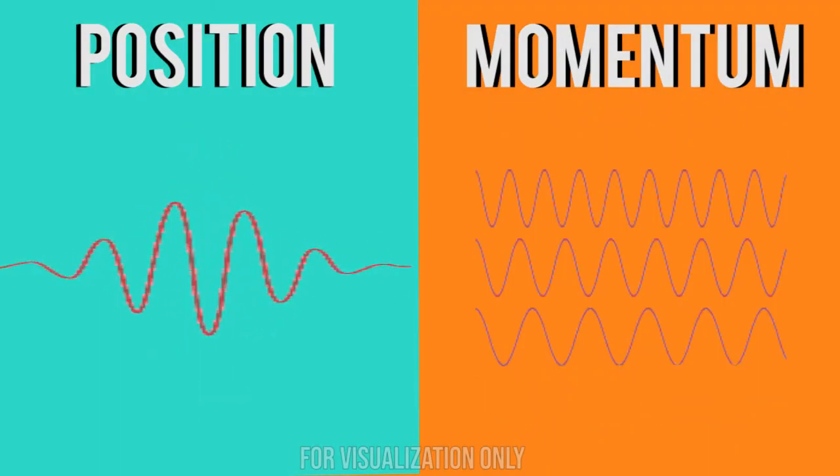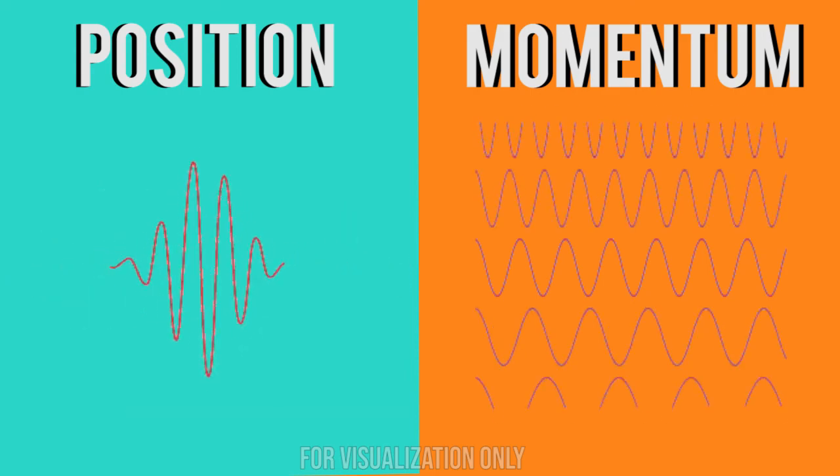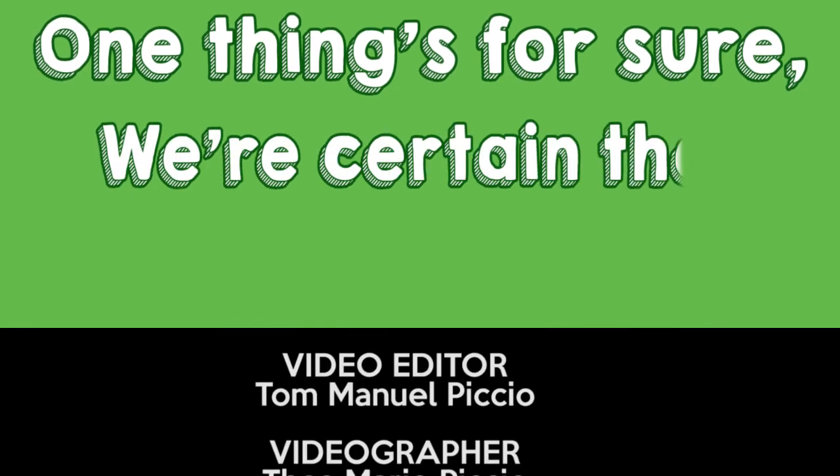We can never be fully certain of one's position and momentum, or the other will be infinite. One thing's for sure, we're certain that we're uncertain.